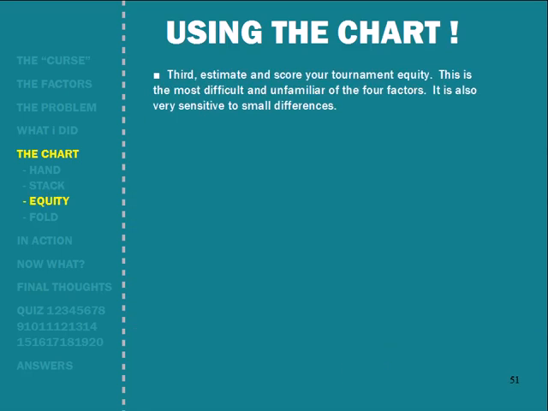So the third thing that we want to do when we're using the chart is estimate and score our tournament equity. And this is probably the most difficult and unfamiliar of the four factors. Now, everybody who's watching this video knows that you have a certain amount of tournament equity, right? I mean, you open up Sit and Go Wizard, it says you have equity of 22% or whatever, but we don't tend to look at that number, except when you open Sit and Go Wizard, there's the equity of push and equity of fold, and we don't really think about where that number comes from.